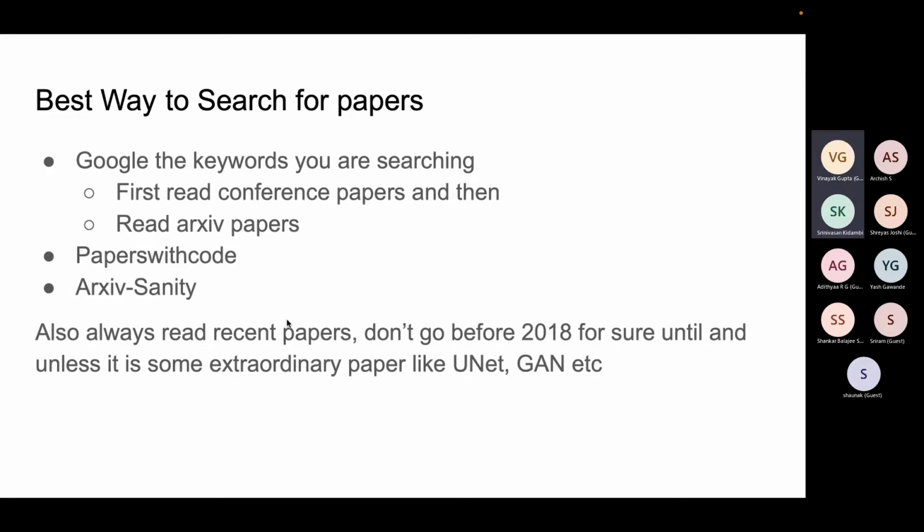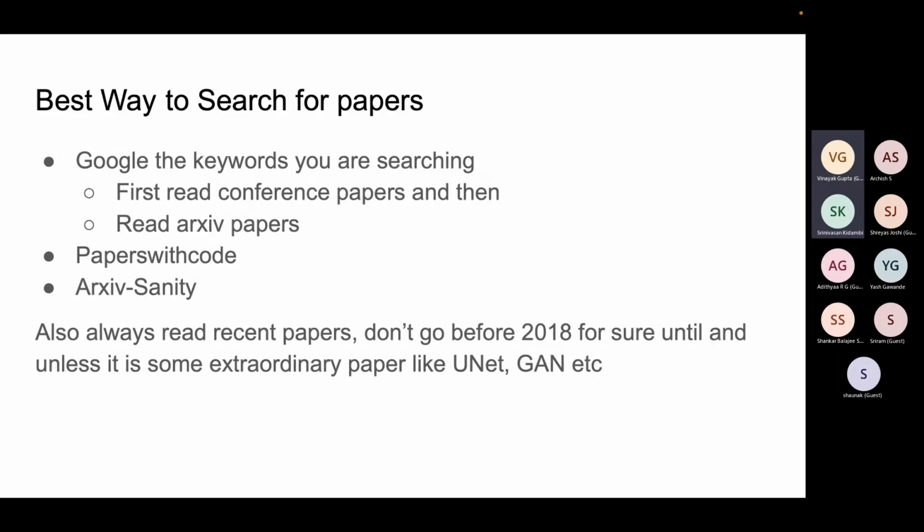Yeah, and also while searching for papers, try not to go beyond 2018. Don't go searching for papers from 2017 or 2016. Don't read them because they're very outdated. 2017 means like 5 years old, right? Which is very bad. So try to limit yourself to 2018 at most, maybe 2019. Okay, don't go beyond 2018.